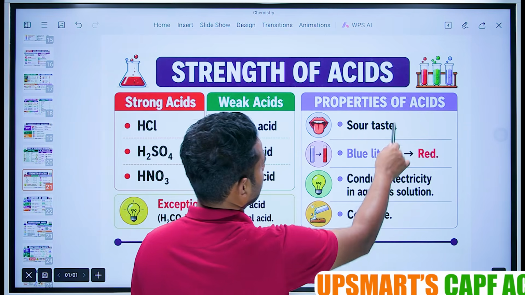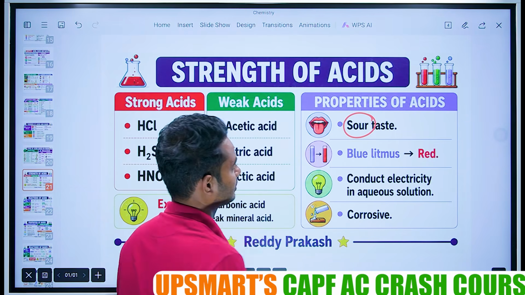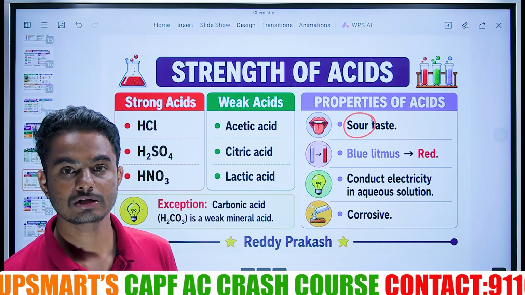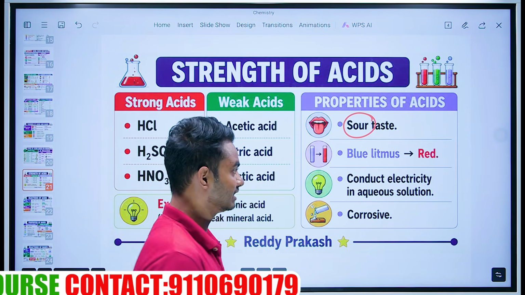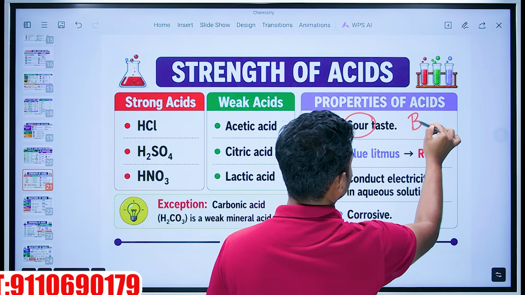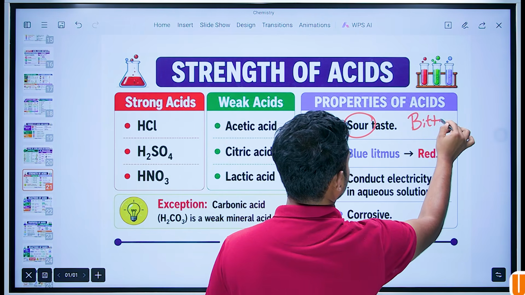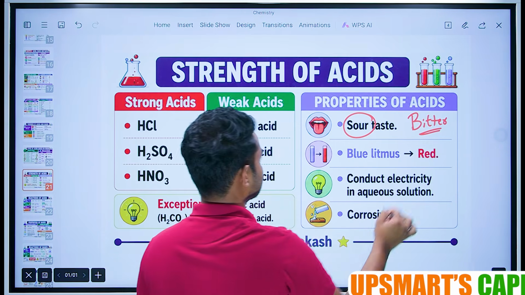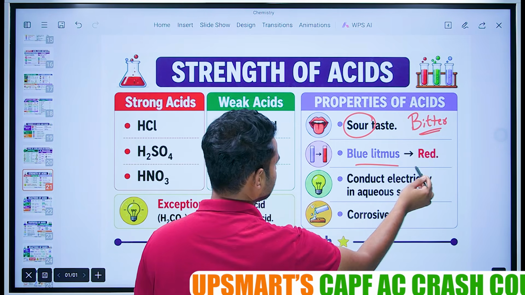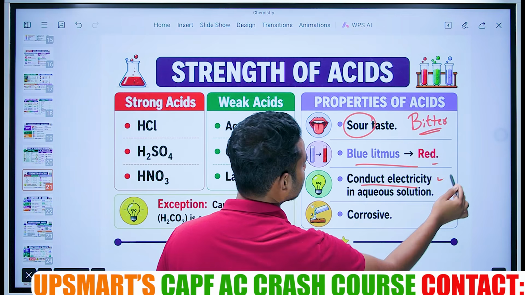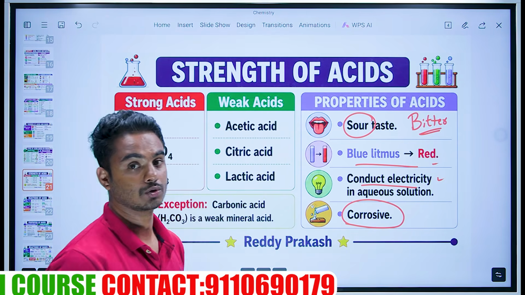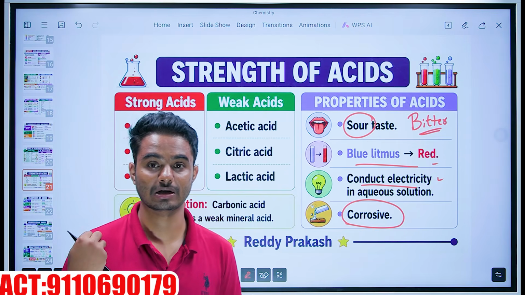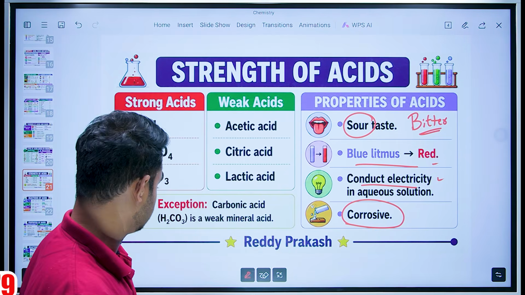Properties are: acids will be sour in taste. Bases will be bitter in taste. B-I-T-T-E-R. Bases will be bitter in taste. This litmus test, you know it. Conducts electricity, you know it. Aqueous solution. And acids will cause corrosion. Acids are corrosive in nature. Easy?